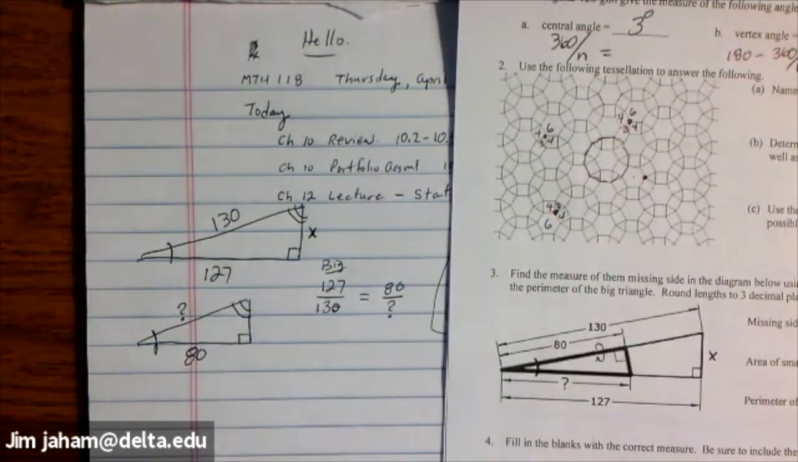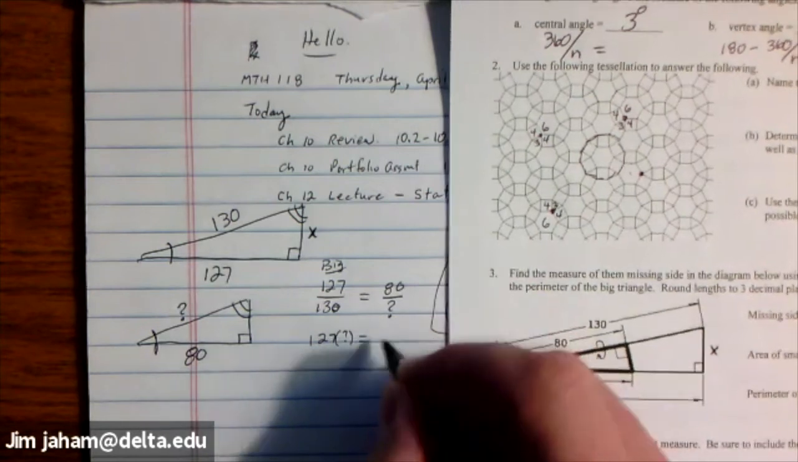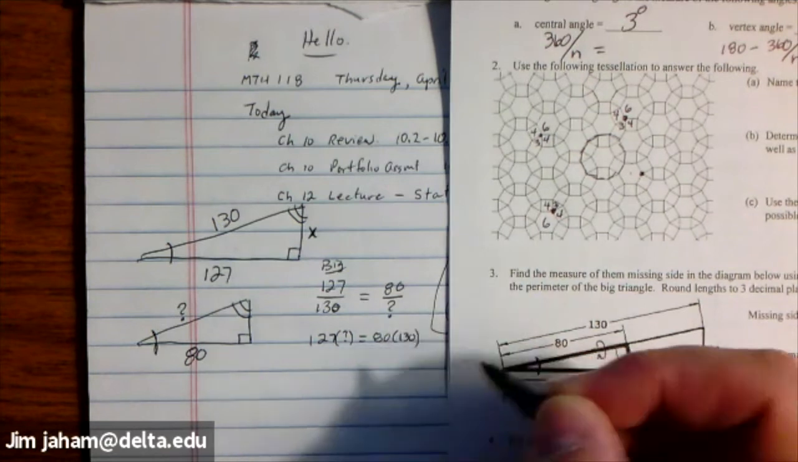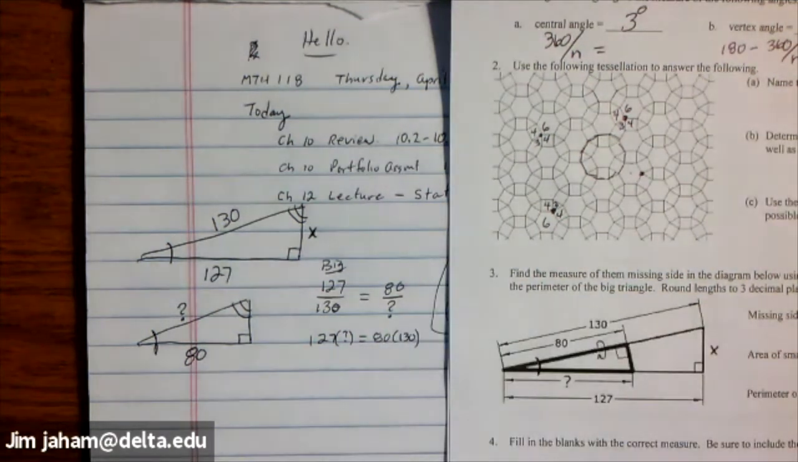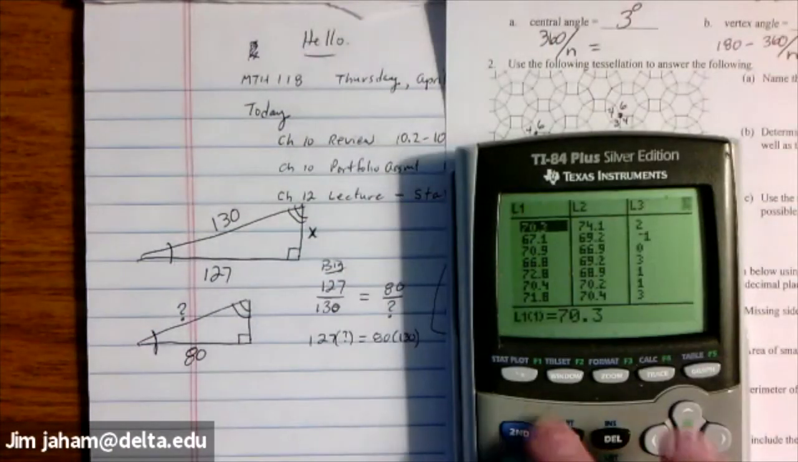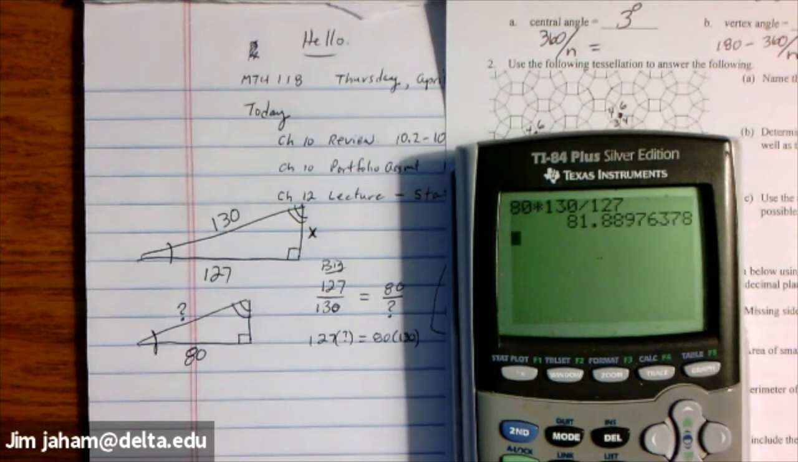So 127 times question mark equals 80 times 130. And then you'll probably want to get your calculator out on that one. So if I divide both sides by 127, 80 times 130 divided by 127, there's the 81.889 that I wrote down as the answer, rounded to 3 decimal places.